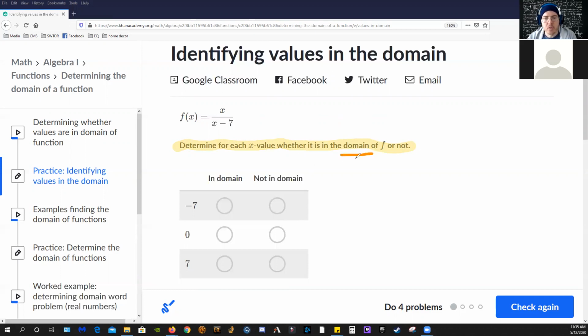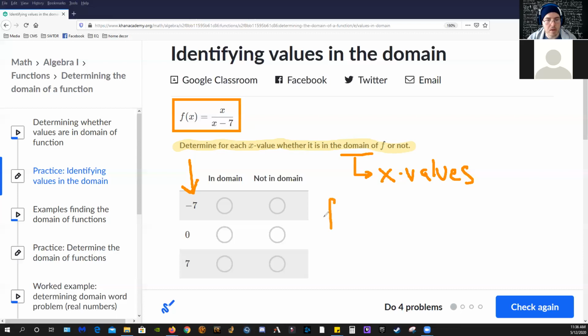As soon as you guys hear the word domain, you should be thinking x values. So when they have these values here, -7, 0, and 7, what you're going to do is just figure out if they mess up the equation. So we're going to take this function here and we're going to plug in these values for x. We'll do it in orange first.